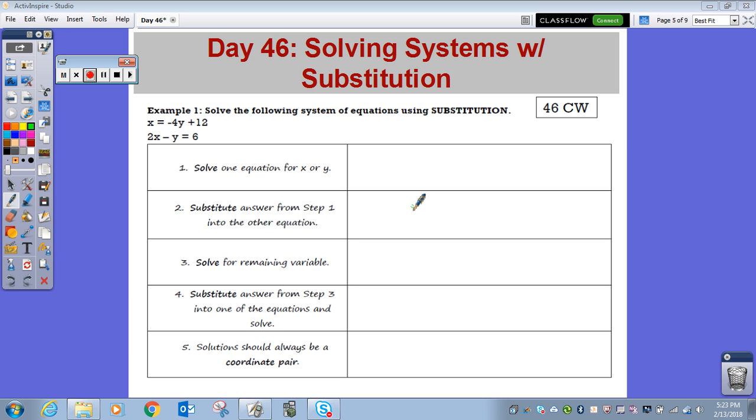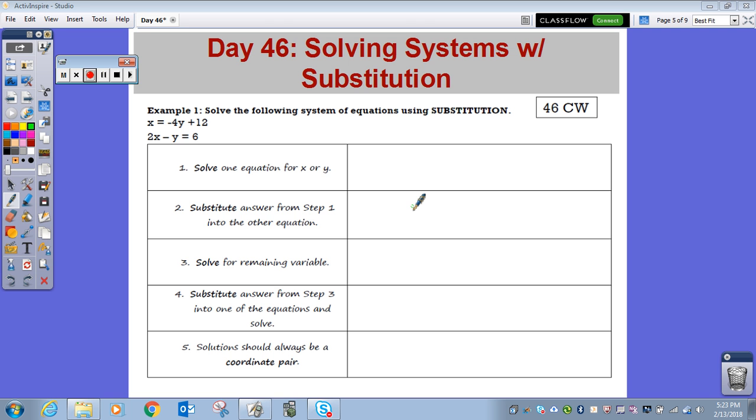Alright guys, so we're going to go ahead and get started with day 46. Day 44 was all about solving systems by graphing equations. Day 45 we graphed inequalities, right? So everything we've been dealing with so far has been graphing. Now we're going to get away from the graphs for a little bit and learn how to solve systems using a method called substitution. Some of you might have seen this before, but if you haven't, we're going to talk about that today.